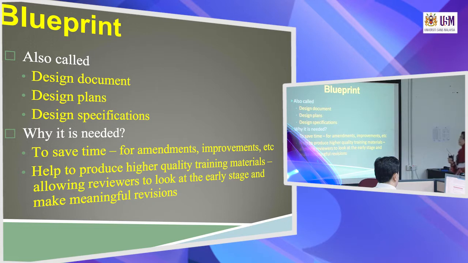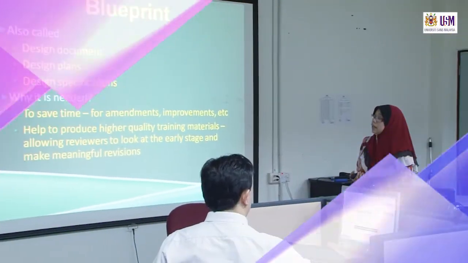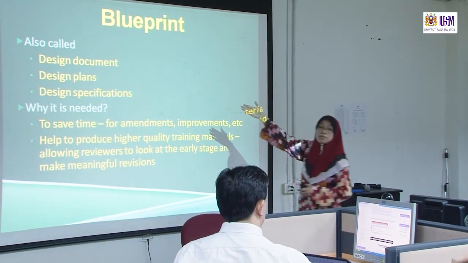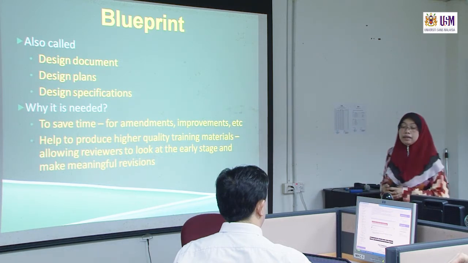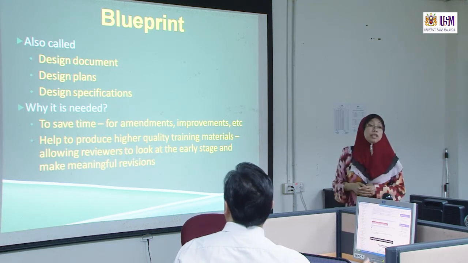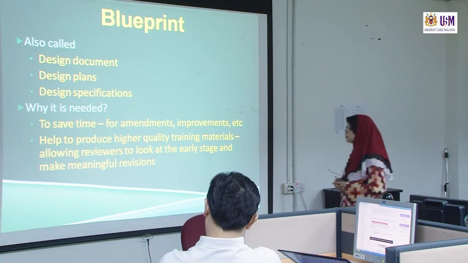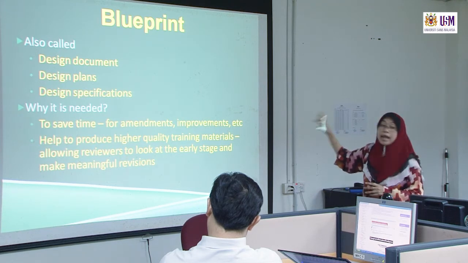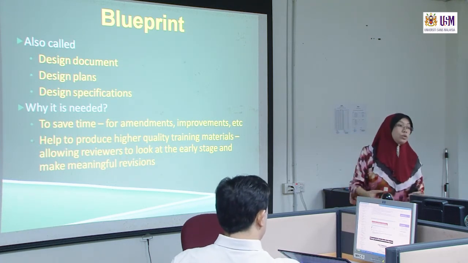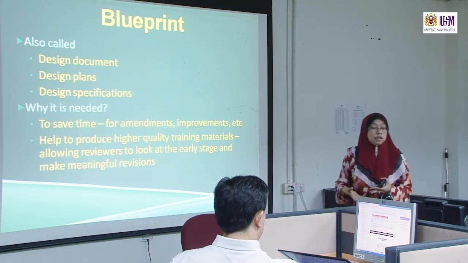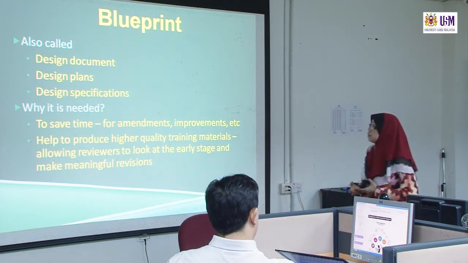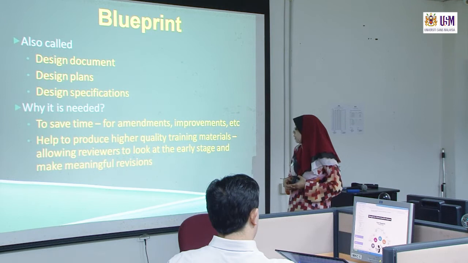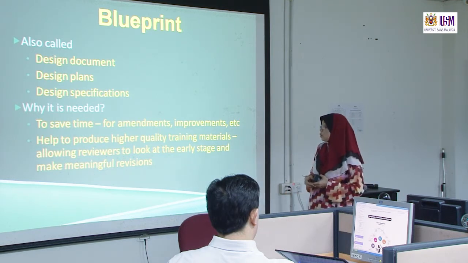The blueprint is also called the design document, or design plans, or design specification. So it can be a document, plans or specification that we need for our project. Why is it needed? We have to save time, to save time for amendments, improvements, etc. So we really need the plans, the documents and the specification: what we need to do, the things that we need during the project management and so on.